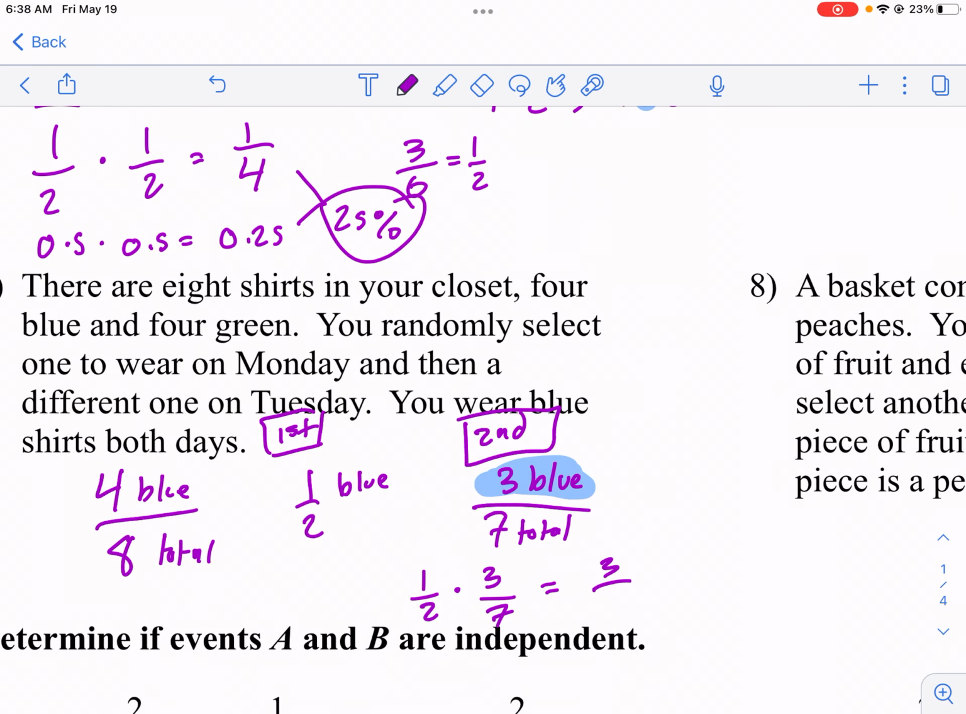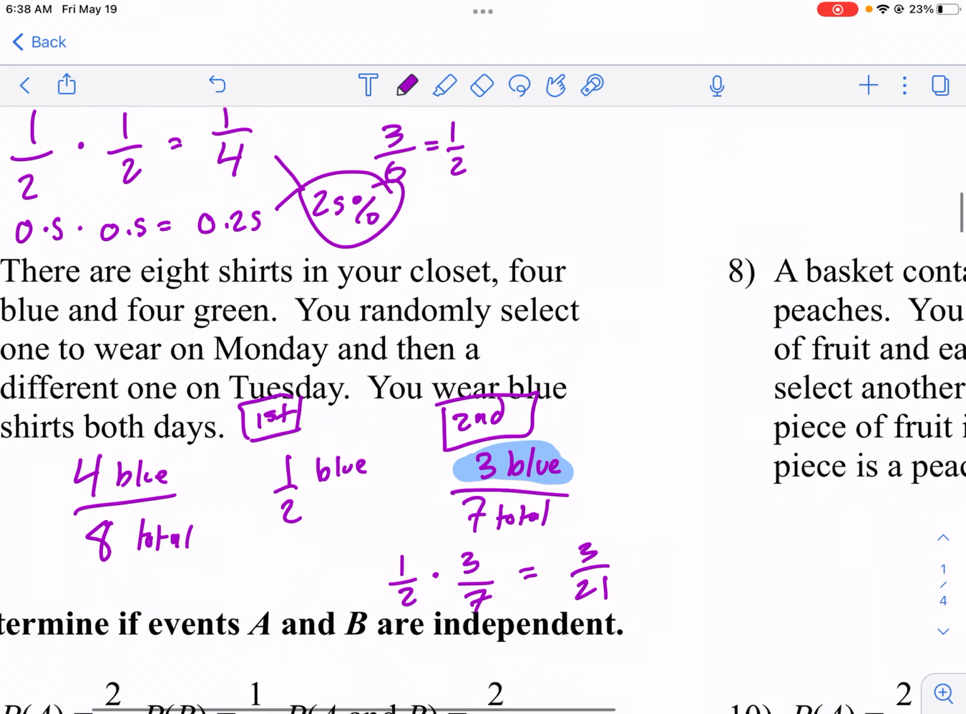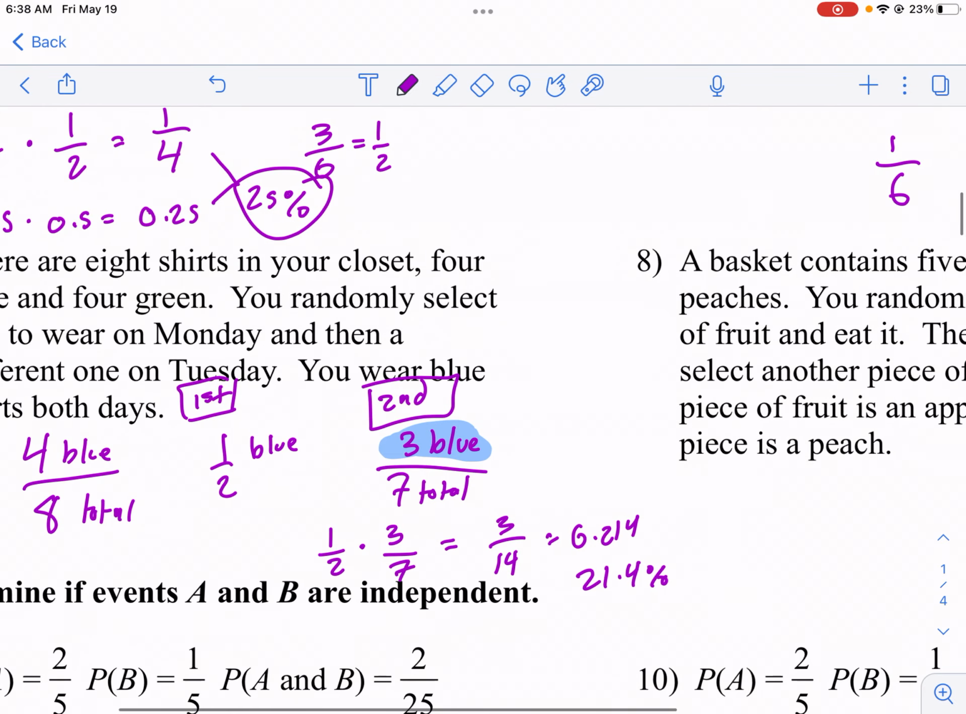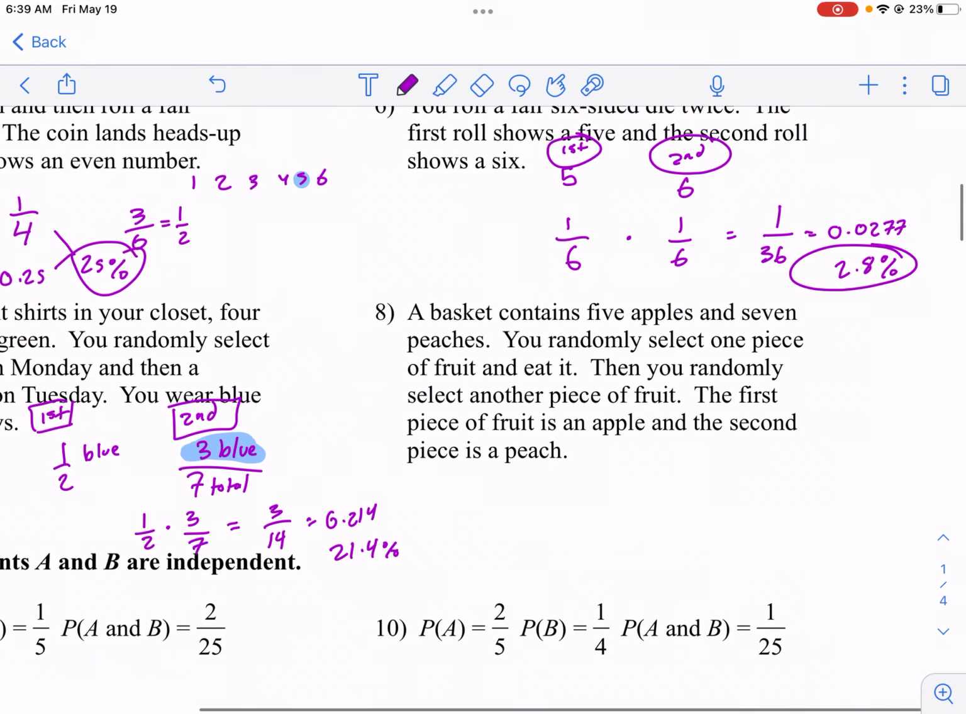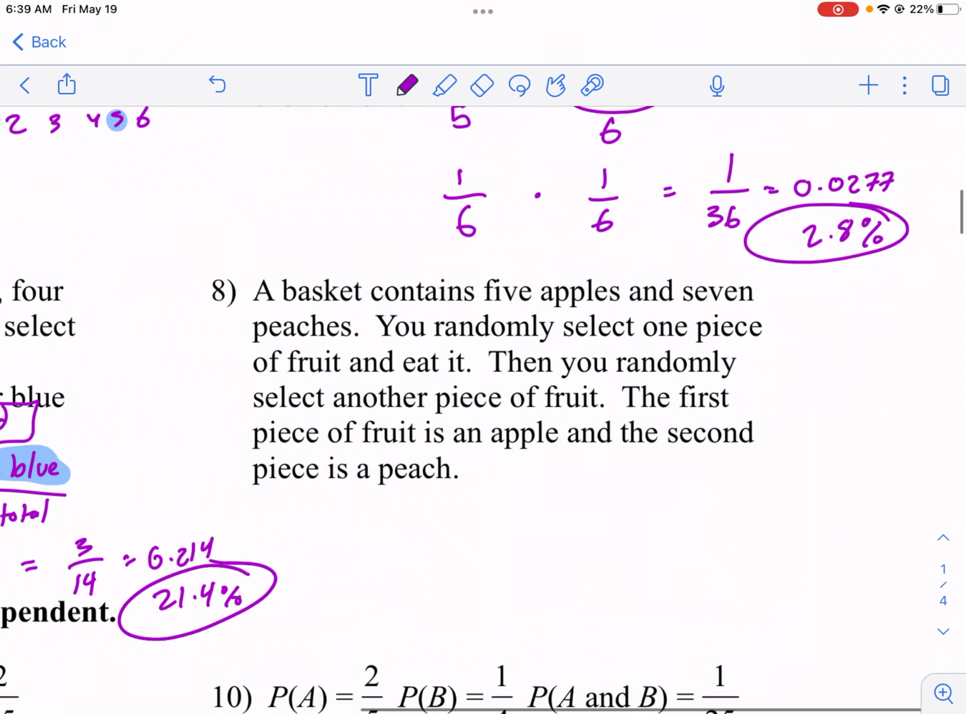And we get 3 out of 21. Okay, and that's, oops, not 21. 3 out of 14. So then I type that into my calculator, just 3 divided by 14, and I get 0.214, which is about 21.4%. I could round that to 21% if I wanted to. That's my answer.